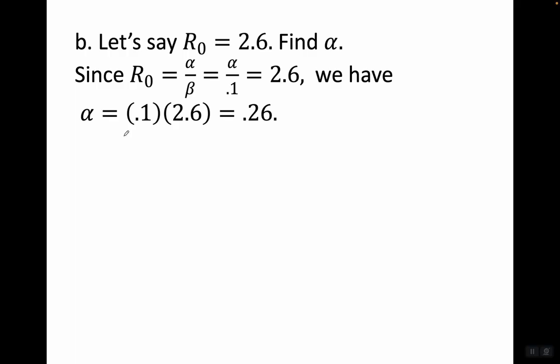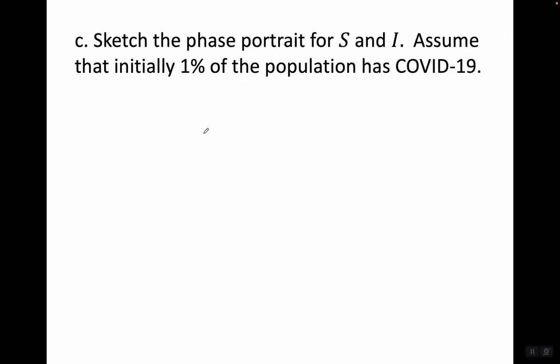So let's say R0 is 2.6. In other words, on average, the disease is passed on to 2.6 people in a susceptible population. Find alpha. Well, since R0 is alpha over beta, which is alpha over 0.1, which is 2.6, we have alpha equals 0.1 times 2.6, in other words, 0.26.